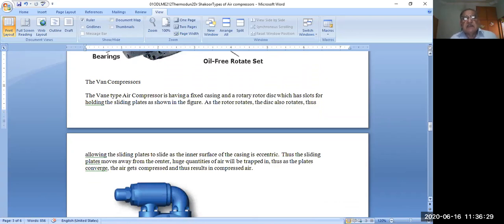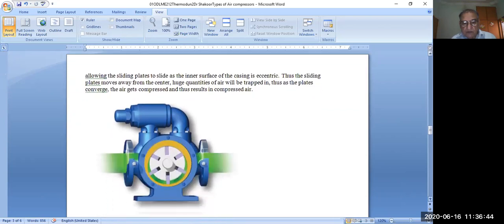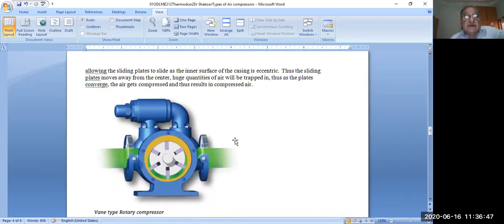The vane type air compressor has a fixed casing and a rotor disc which has slots for holding the sliding plates, as shown in the figure. Here is the figure. We will have more diagrams also.